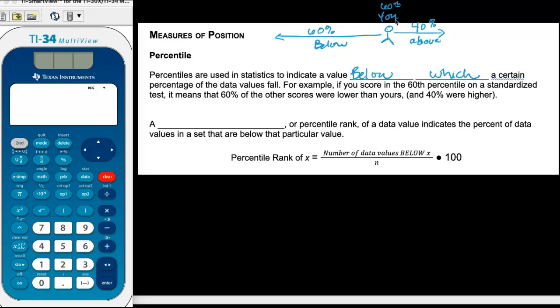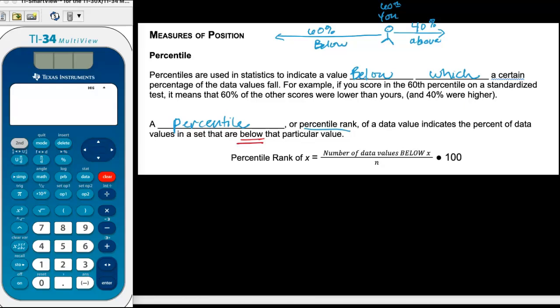And we see these used a lot in healthcare too. So you can think of percentiles like with height. If you're the 60th percentile in height, it means 60% of people are shorter, 40% are taller. And so a percentile or percentile rank, those mean the same thing, of a data value just indicates the percent of data values that are below that particular value. So just remember the word below when you think of percentile.